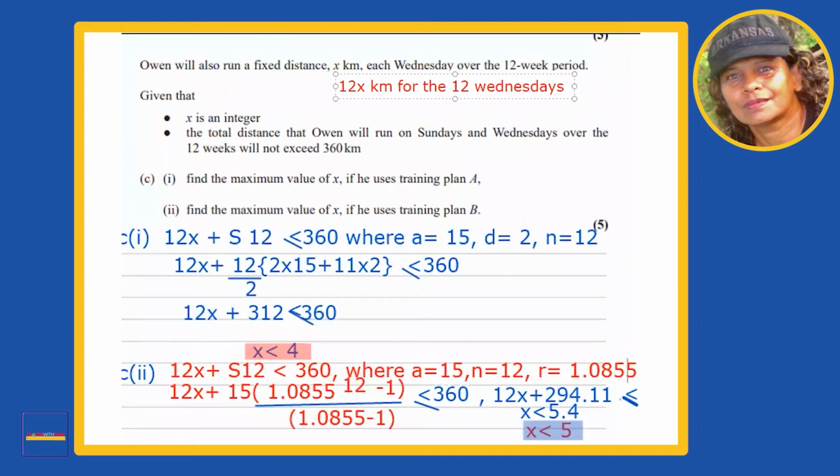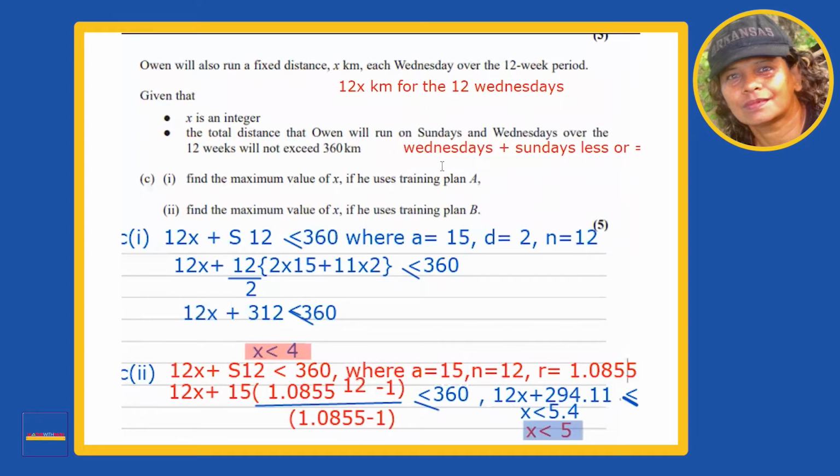And that is fixed. Now, we're talking about Wednesdays plus Sundays. They say he cannot exceed or equal to 360 kilometers. So it can be 360 kilometers, but it cannot exceed 360 kilometers.